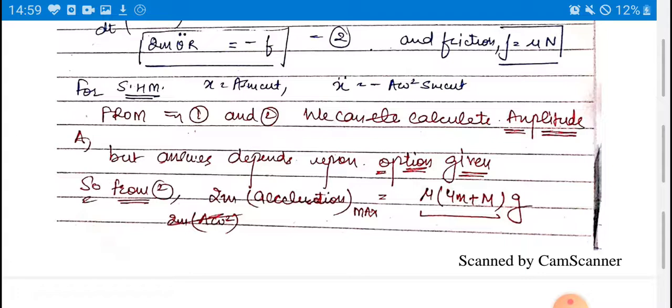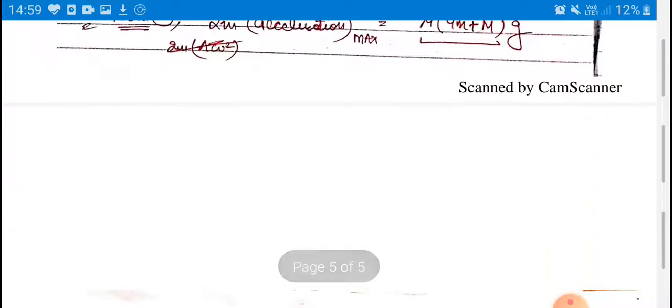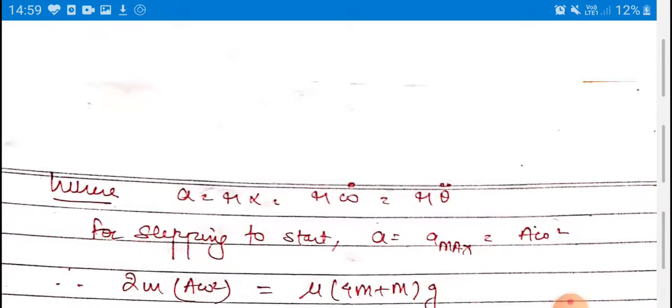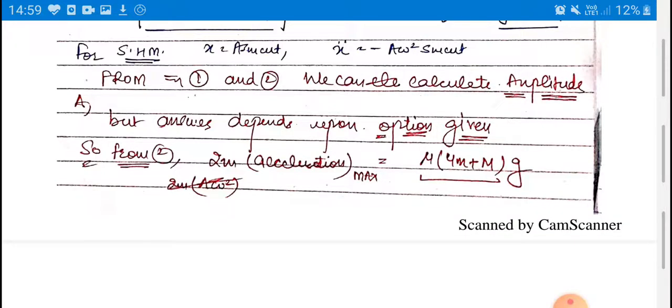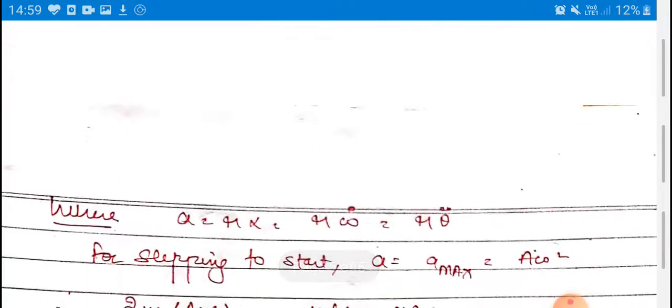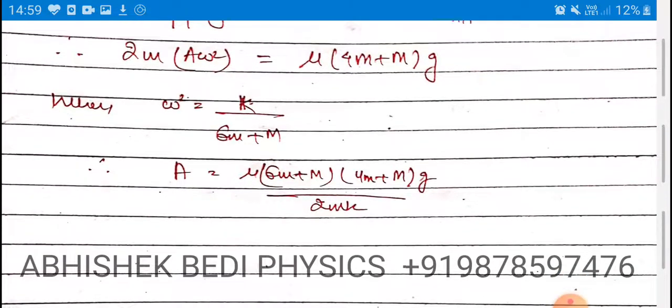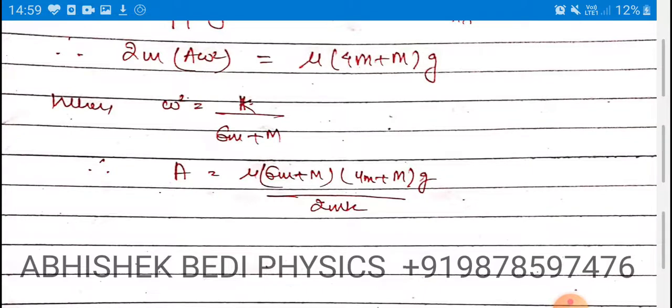In equation 2 you can see that it is 2m theta double dot r, where theta double dot r is acceleration. As slipping starts, friction acting on the body is maximum, so the acceleration of the body is maximum. So I have put r theta double dot to be the maximum acceleration, and in simple harmonic motion maximum acceleration is given by A omega square. Omega square is already calculated, and I get an amplitude which is equal to option D. So option D is correct.